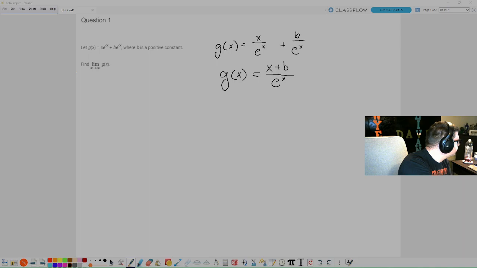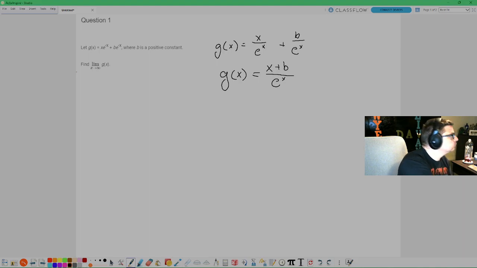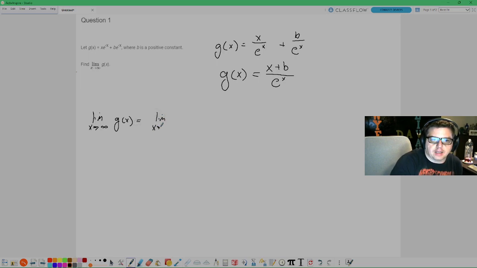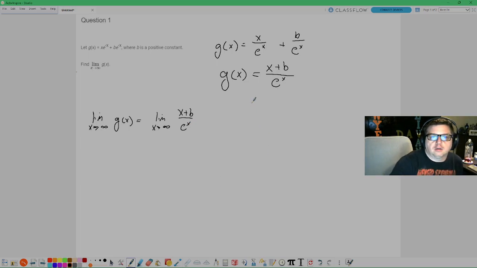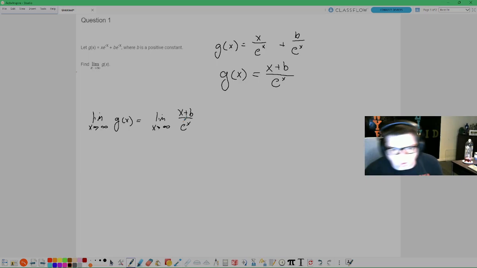So here's our equation. And we are looking for the limit as x approaches infinity for g of x, which in turn is the limit as x approaches infinity of x plus b over e to the x. And with this, in our class we talked about function races, and which function goes faster will determine where the function goes.